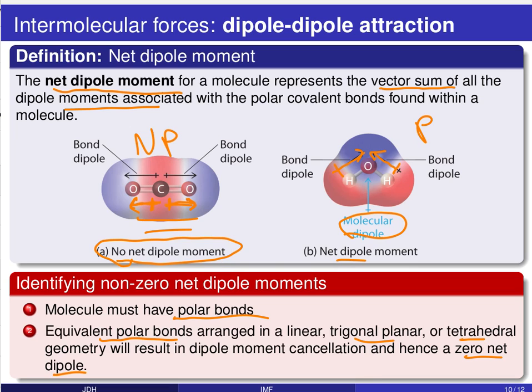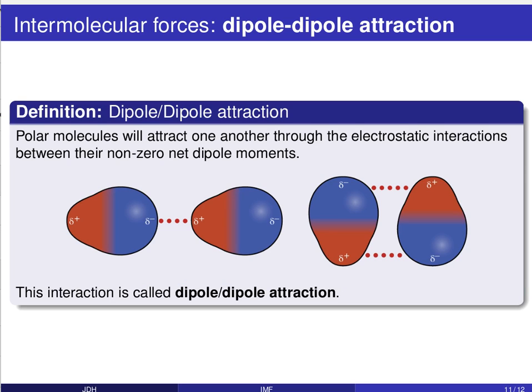So now the question is, okay, why do we care, right? We can identify whether or not a molecule is polar or nonpolar, but what's the application? Well, remember, once you have a net dipole moment, then two different molecules with their net dipole moments can interact with one another, and they will. And this interaction between two dipole moments is called dipole-dipole attraction.